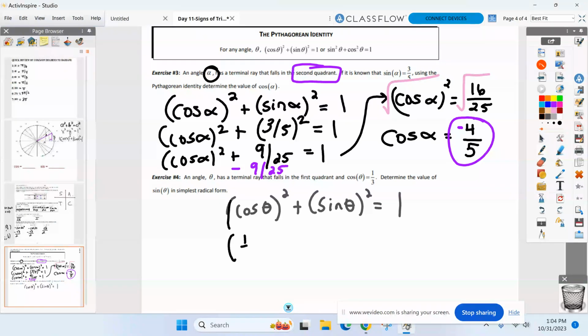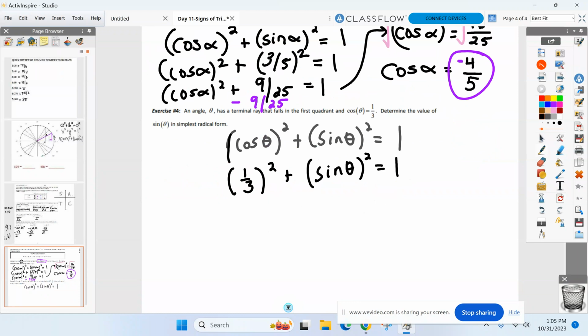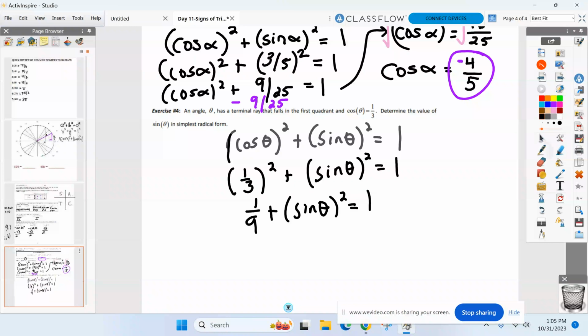So 1/3 squared plus sine theta squared equals 1. This is a great little device if you have one and need the other. One-third squared? 1/9. How are those algebra skills? What do I need to move now? 1/9 over, how? Oh, okay.